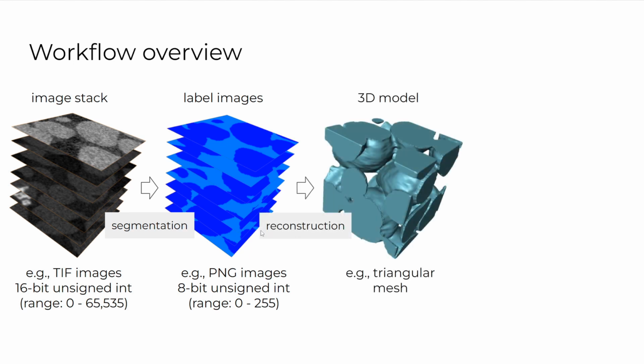Now, once we have our label images, the next step in our workflow is to generate a 3D model of the materials that we are interested in. We do this using the reconstruction step that gives us a 3D model, typically represented as a triangular mesh.